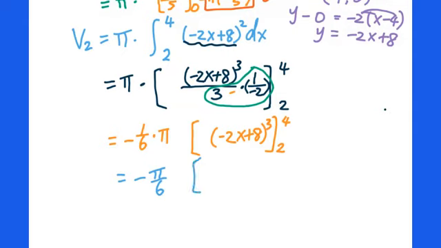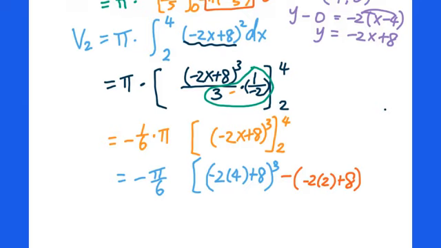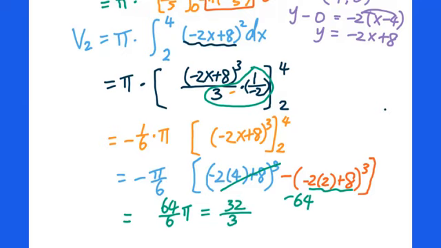We plug in 4 first. Negative 2 times 4 plus 8. Then do the 3rd power. Minus negative 2 times 2 plus 8. Do the 3rd power. We figure out this will be 0. This will be 4 to the 3rd power, 64. So multiply by negative 64. You will get 64 over 6 pi. Reduce, 32 over 3 pi.